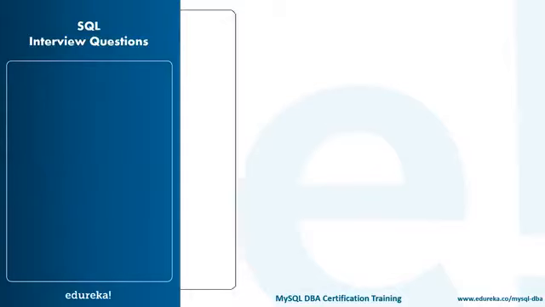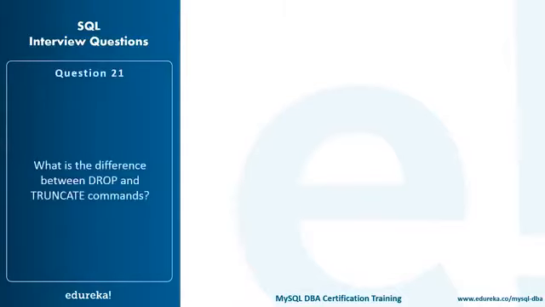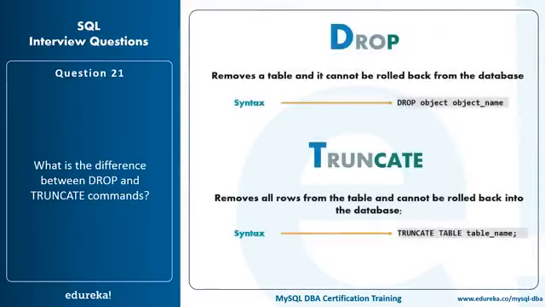Now let's move forward to our next question, that is, what is the difference between the drop and the truncate commands? The drop command basically removes the table and it cannot be rolled back from the database. Whenever you use the drop command, just remember that you completely drop the complete table and it cannot be rolled back from the database.